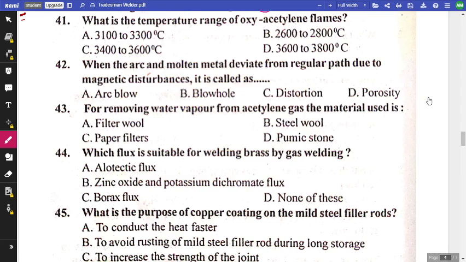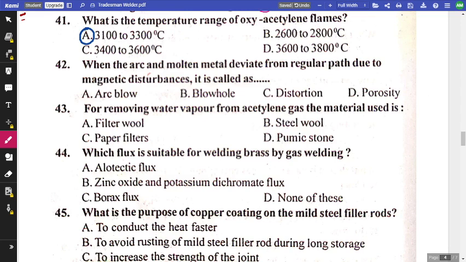What is the temperature range of oxyacetylene flame? The options are 3100 to 3300 degrees Celsius, 2600 to 2800 degrees Celsius, 3400 to 3600 degrees Celsius, 3600 to 3800 degrees Celsius. And the correct option is 3100 to 3300 degrees Celsius.